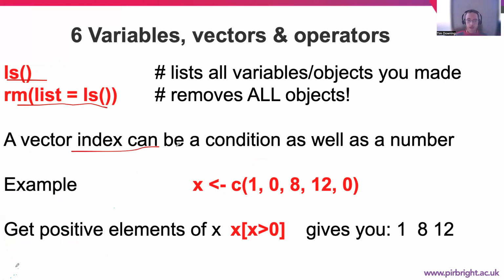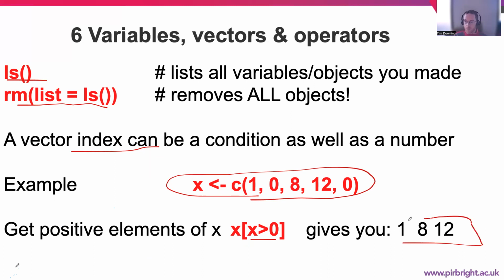A vector can also be a condition as well as a number, and we can subselect values within a vector using these conditions. So for example, if we want the positive elements of x here, so those greater than 0, we can say subselect x greater than 0 inside these square brackets from x, and that will give us the answer of 1, 8, and 12, a 3-element vector. If we said x greater than 5, that would give us 2 elements, 8 and 12 at the end. If we had said x greater than 10, we could just get 1 element of 12. And if we said x greater than 13, we'd get nothing.